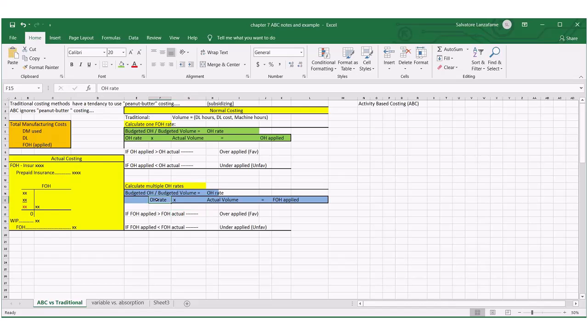So what I thought we would do is do an actual example of activity-based costing so that you've got an idea of how that works.